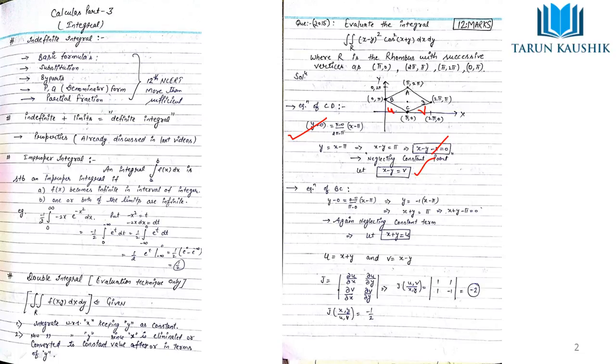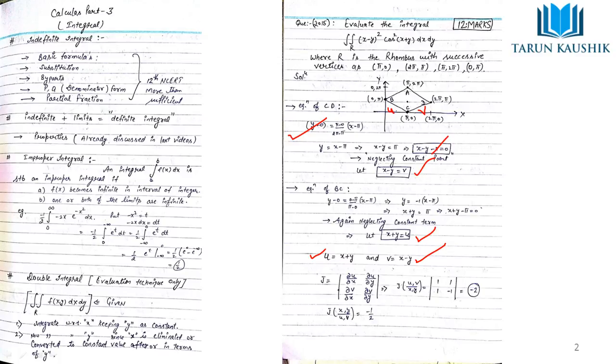This is u, this is v. So the equation of BC you can calculate, it is very simple. Again, neglect that constant part. What you get, x plus y equals u. Now you have u equals x plus y, v equals x minus y. Use the Jacobian, which we have studied in the last lecture. How to use?